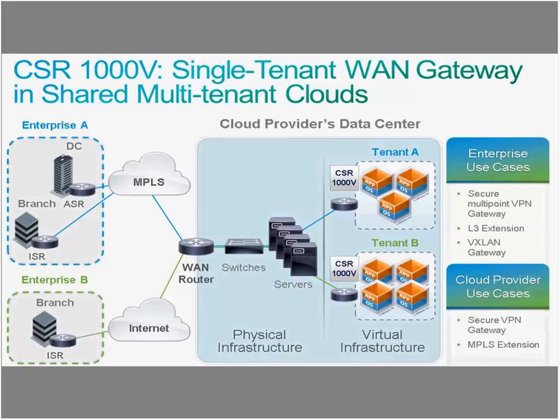So this is the solution that we are proposing with CSR 1000V. Per tenant, you can deploy a virtual CSR 1000V instance, which provides you the routing. It's a layer 3 extension. It provides you a multi-point VPN gateway, and it can also act as a VXLAN gateway. So we have VXLAN on a virtual machine, on a Nexus 9000 physical appliance, and we also have per tenant CSR 1000V to provide a VXLAN gateway.